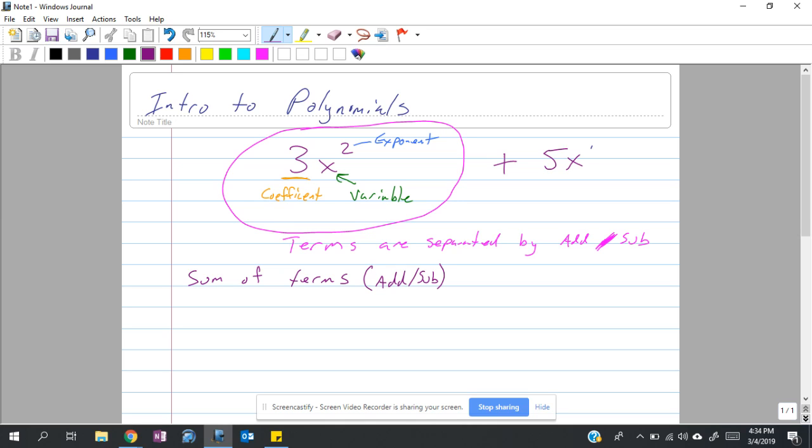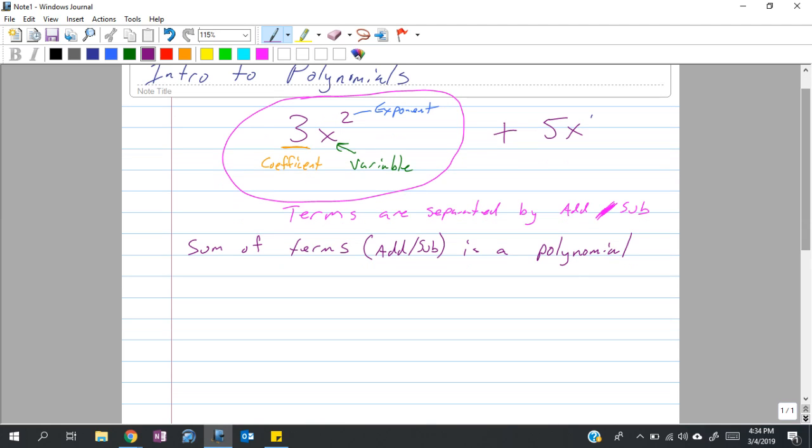The sum of terms is what creates a polynomial. And actually, a single term can be a polynomial as well. We'll talk more about that in just a moment. But for right now, let's talk about what a polynomial is.